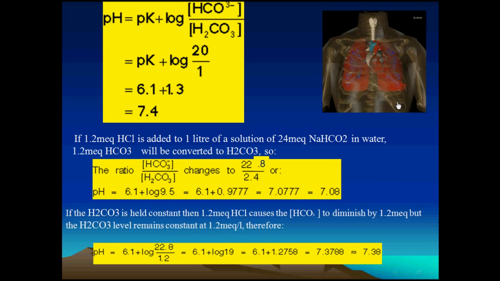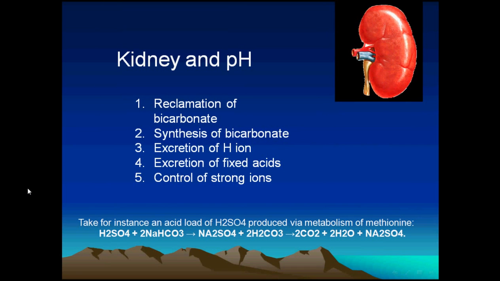This is number one. Number two, if there is some problem at the lung so that it does not excrete, carbon dioxide will be retained. There will be a failure of the buffer system, and the drop of the pH will be too much. This is an example. The kidney is also very important for the reclamation of bicarbonate, the synthesis of bicarbonate, the excretion of fixed acid and hydrogen ion, and the control of strong ions, through absorption and secretion. The balance of the strong ions is sodium, potassium, and chloride.